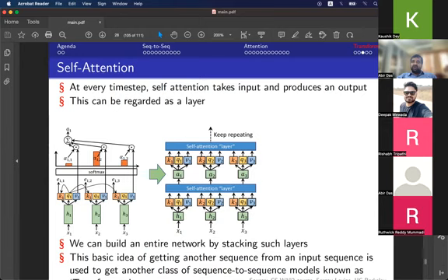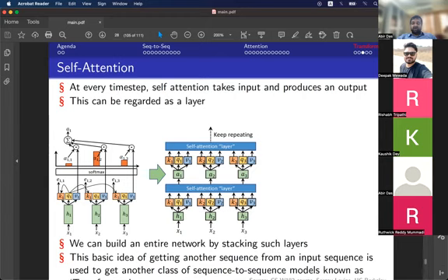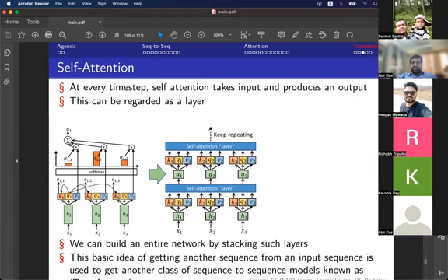Kaushik, you have not lowered your hand. Do you have any other questions? Otherwise, okay, thanks. Thanks a lot. We will meet again on. Oh, you have another question.